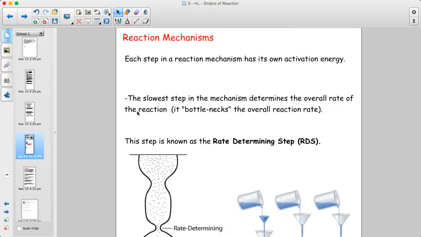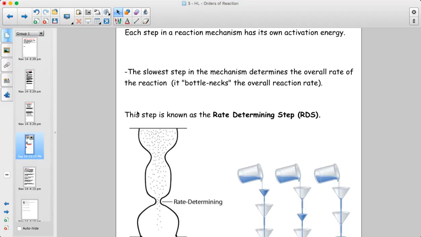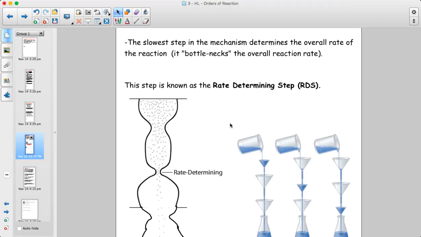One of the things we're going to care about most when we think about these reaction mechanisms, and eventually you will suggest your own reaction mechanisms and evaluate reaction mechanisms, is that you're going to care about one of the steps in the reaction mechanism the most. Each step in the mechanism has its own activation energy. It's sort of like a mini chemical reaction, and it has a minimum energy requirement. The slowest step in the mechanism is the one that determines the overall rate of reaction because it bottlenecks everything else. And that slow step is called the rate determining step because it's the one that determines the overall rate.